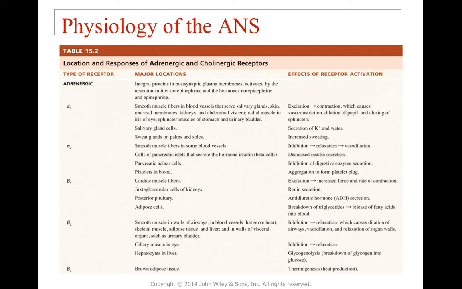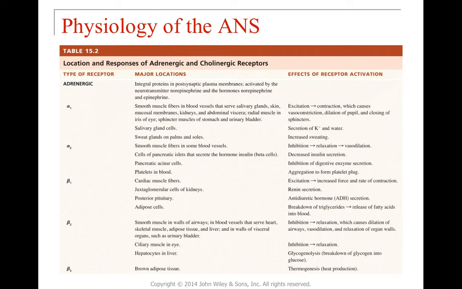All right, so B2, so beta 2, is going to be found in the smooth muscle of the airways, in blood vessels that are going to serve the skeletal muscle and the heart, in your adipose tissue and in your liver, as well as some visceral organs like the urinary bladder. It's involved in the muscles of the eye and in the hepatocytes of the liver.